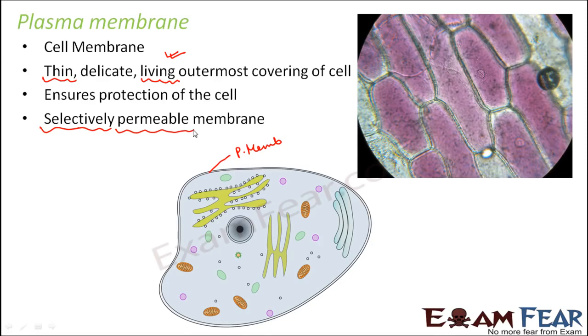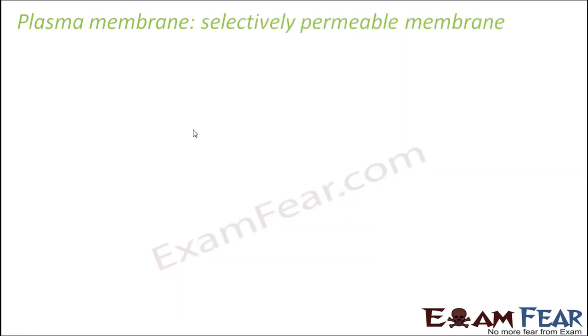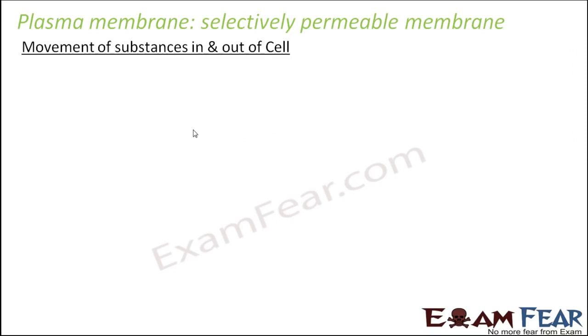That means the membrane allows selected particles. It is not open to all the particles to enter. Only selected particles are allowed to enter. So it is very choosy or selective in that sense. That is why it is known as a selectively permeable membrane. Now what are the materials that it allows and what not, we will get to know a little later when we talk about this process of permeability. So, plasma membrane, the selectively permeable membrane.